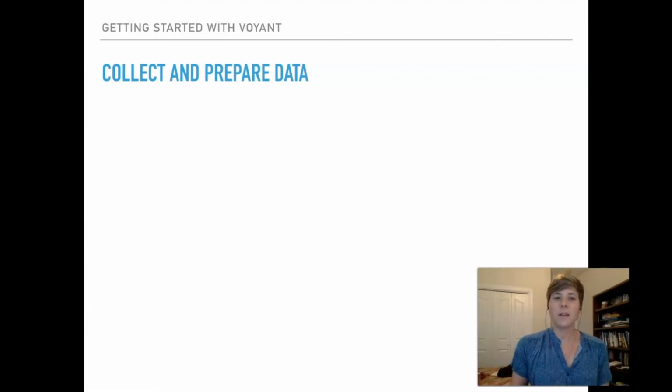All right, so to get started with Voyant, the first thing that we want to do is actually collect and prepare your data. In this case, that data is, of course, the text Frankenstein. So I'm now going to turn away from the slideshow and walk you through the steps to collecting and preparing your data.